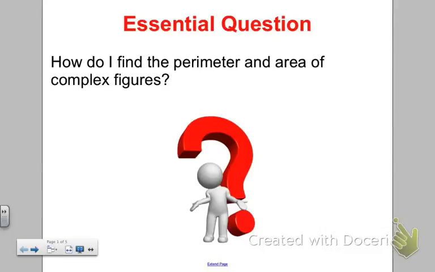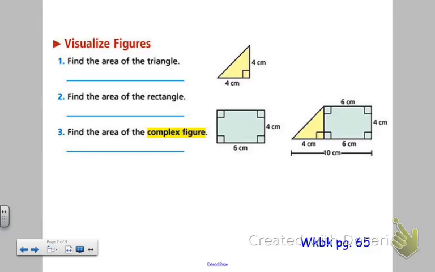Okay, let's look at lesson 7. How do I find the perimeter and area of complex figures? This is probably going to be the hardest essential question of this unit, but I know we'll get through it. Let's take a look at workbook page 65.